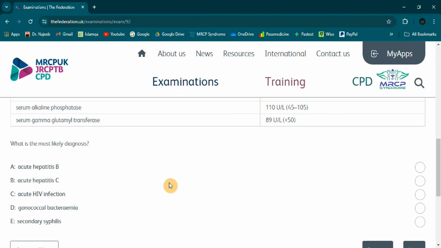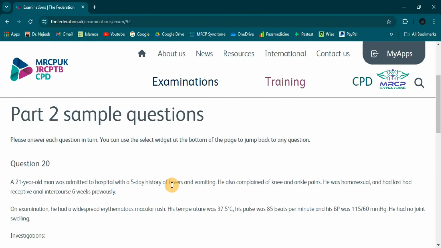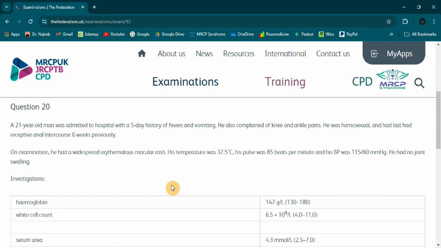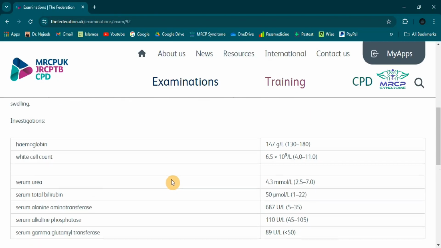What should be the most likely diagnosis? Gonococcal bacteremia, maybe. So the most likely diagnosis is acute hepatitis B.